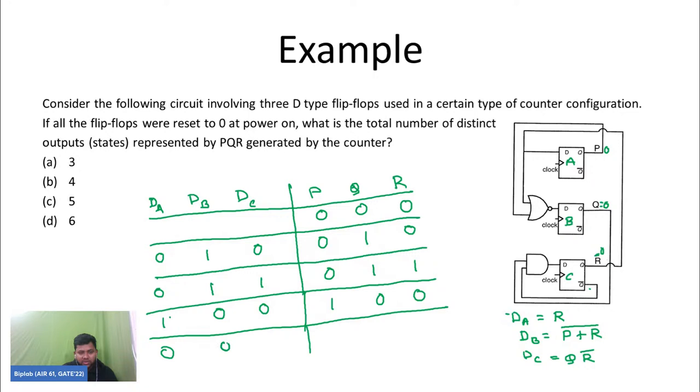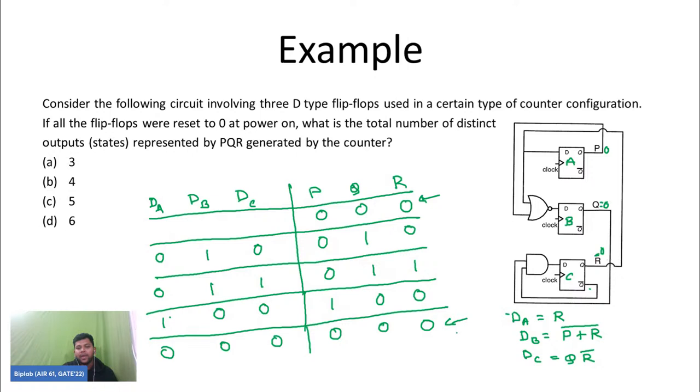And what will be DC? DC will be nothing but Q into R bar, which is 0 because Q is 0. So what will be the output? 0, 0, 0. Okay. Now look at this. We are in a cycle. So we started with 0, 0, 0 and we came back to 0, 0, 0.